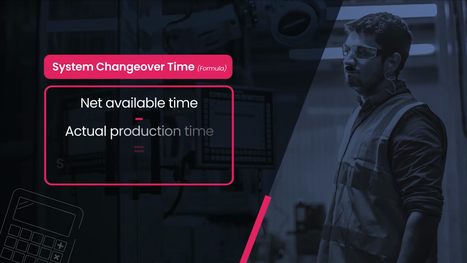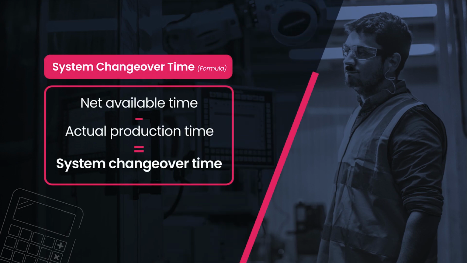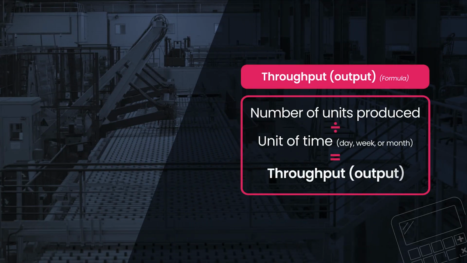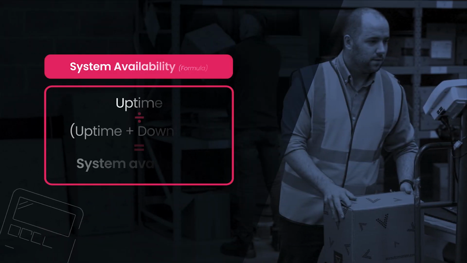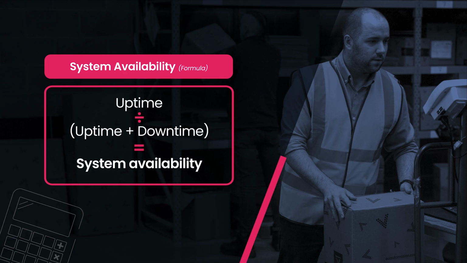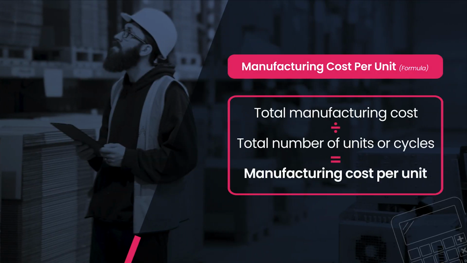After, you might want to look into your system changeover time. Additionally, you will want an overview of your throughput. The next on this list for you to consider is system availability. And finally, you need to consider your manufacturing cost per unit and the overall maintenance cost per unit.